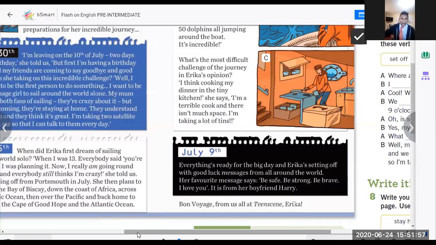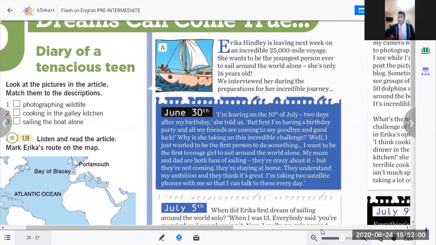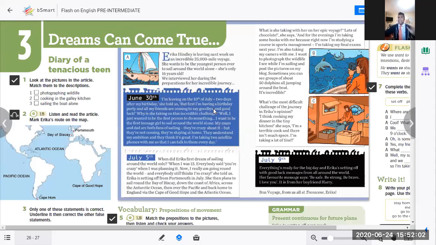It is from her boyfriend, Harry. Okay, perfect. Thank you. So, boys and girls, listen. This is the diary of a famous girl. This teenager has the same years as you. She's 16 years old. And she has traveled. She has sailed around the world, taking photos of dolphins, cooking in the boat, okay?